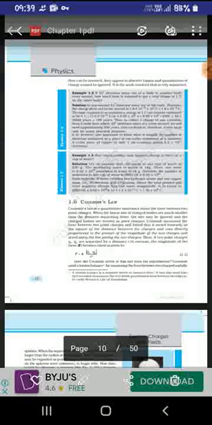Coulomb's law is a quantitative statement about the force between two point charges. The force between two point charges is given by Coulomb's law, and these two charges Q1 and Q2 are separated by a distance r in a vacuum. The magnitude of the force between them is given by F is equal to K, the constant, Q1 into Q2 by r squared.